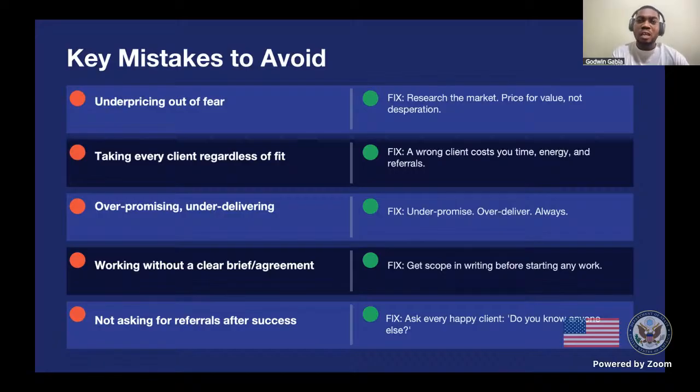Maybe some of you will feel that if you ask them that, they will think you are looking to leave them. But if the clients truly want the best for you, they would want you to grow because their business is growing too, right? So you should ask. And if the person doesn't feel that you're going to leave them, then that's some red flag for you to look at. So the fix is to ask every happy client, do you know anyone else who would love this service? And if they truly like what you did for them, they are going to refer someone to you, right?